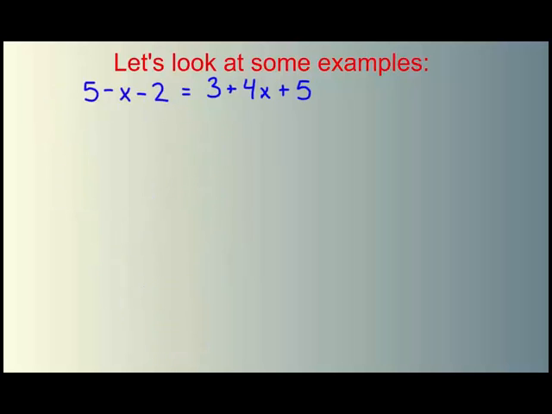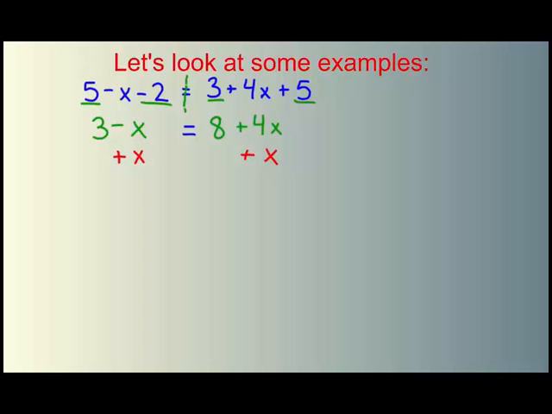In this case, though, we're going to have to do some combining of like terms and simplifying. So I go ahead and I divide my equation in half, so I look at each side separately. On that left side, I notice that I can combine the 5 and the negative 2 to create a 3. So I have 3 minus x. And on the right side, I can combine the 5 and 3 to make 8. So I have 8 plus 4x.